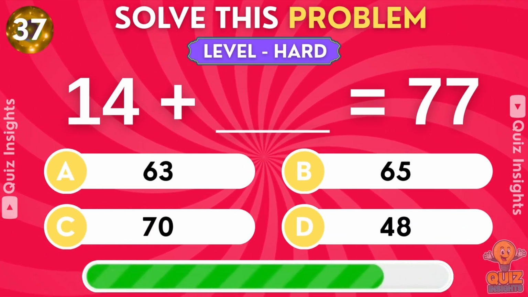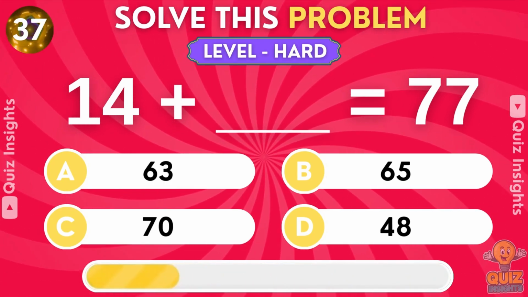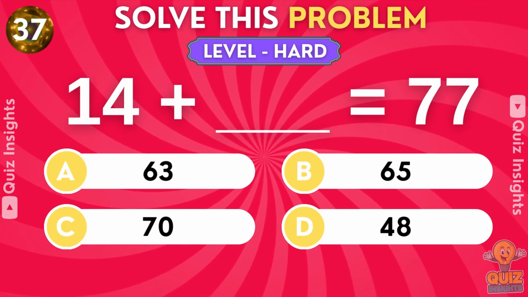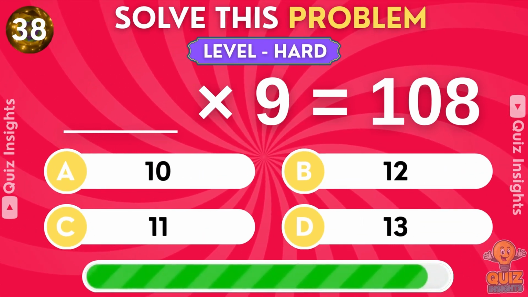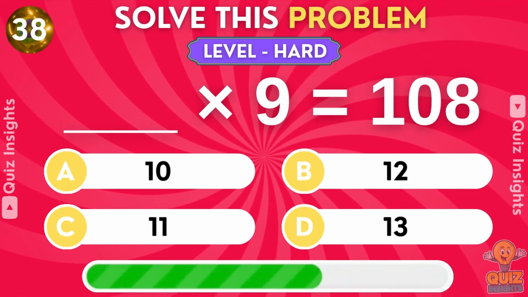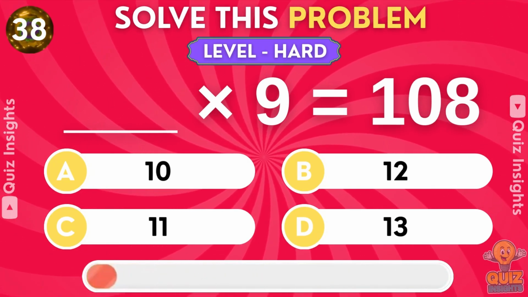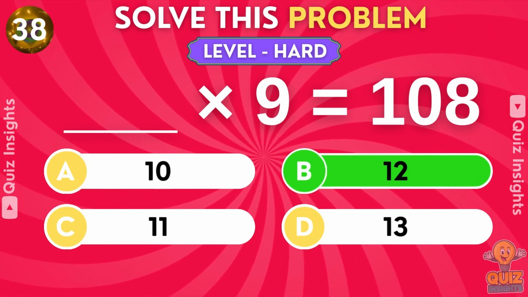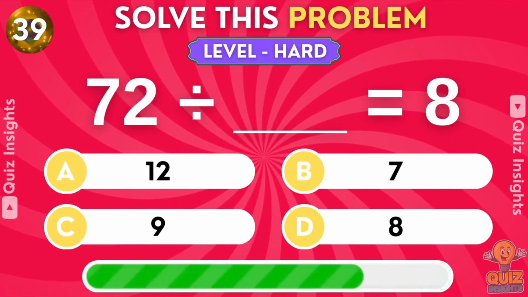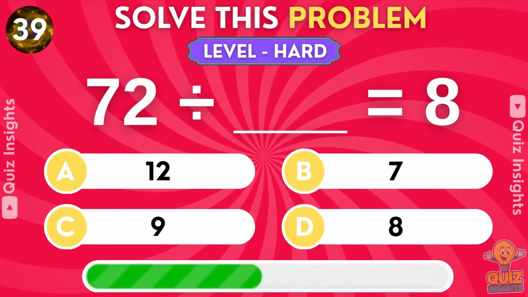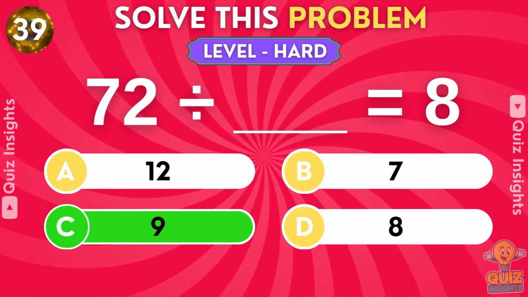14 plus what number equals 77? It's 63. What number multiplied by 9 equals 108? You got it. It's 12. 72 divided by what number equals 8? Yes, it's 9.